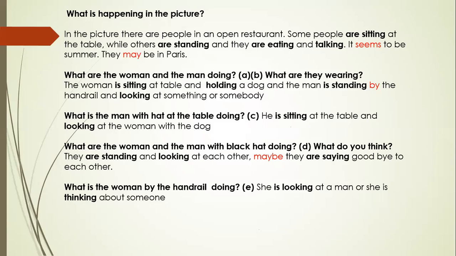What is the woman by the handrail doing? She's looking at the man or she's thinking about someone. ¿Qué es lo que la mujer que está cerca del barandal o en el barandal está haciendo? Bueno, está viendo al hombre o está pensando en alguien o en algo, ¿no? She's looking at the man or she's thinking about someone.